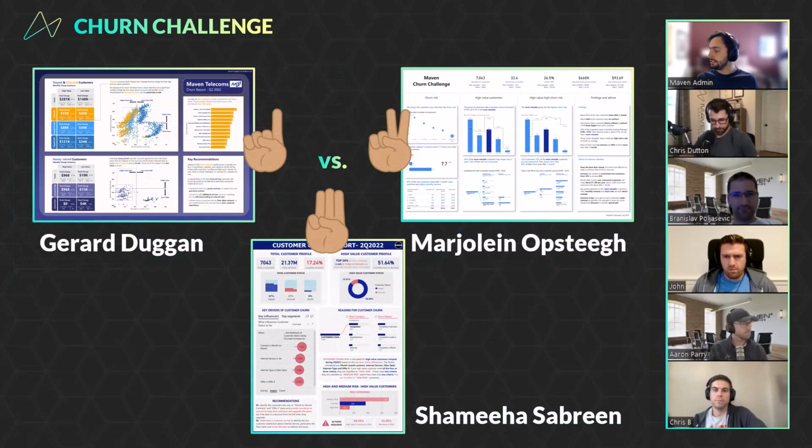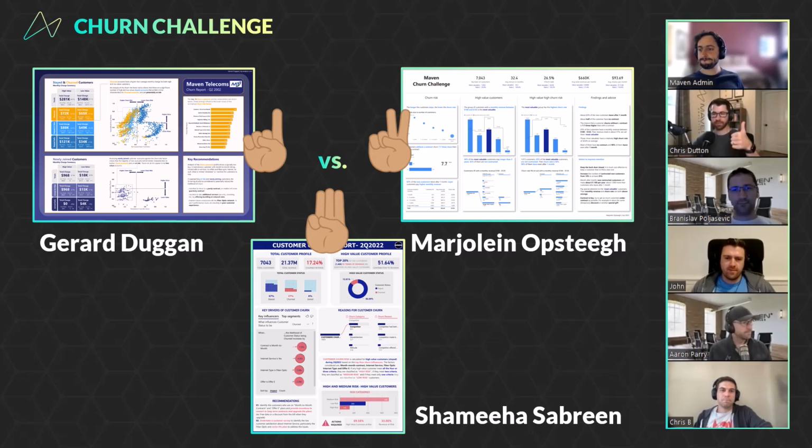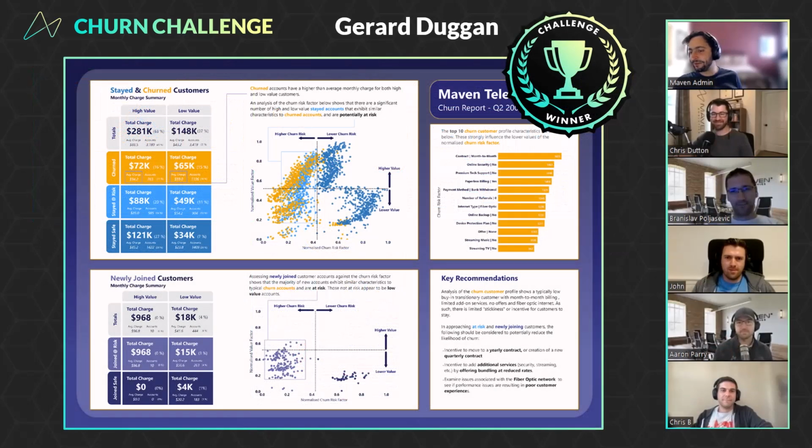All right. So let's do Gerard will be number 1 for the voting. Marjolein will be 2, and Shameeha can be 3. Does everyone have their vote ready? You guys want some time? Very good. I think we're good. All right. 1, 2, 3. 1, 1, 2, 1, 1, 3. It looks like Gerard takes it. Everyone got a vote, but Gerard wins 4 to 1 to 1.